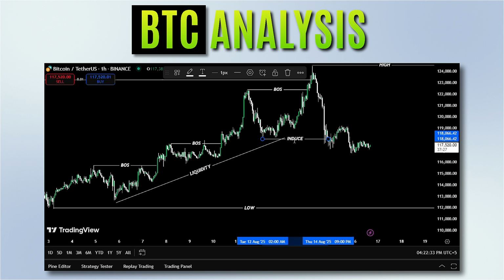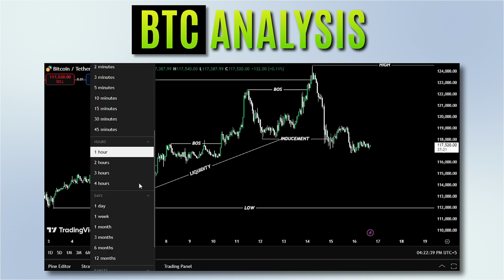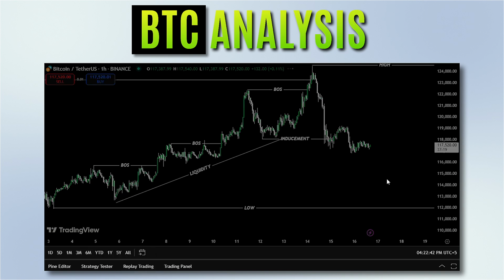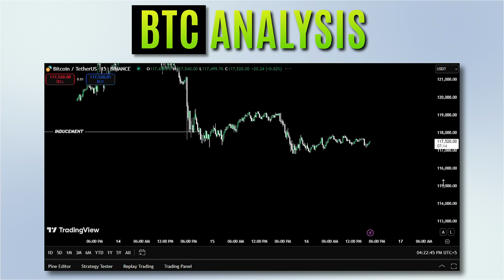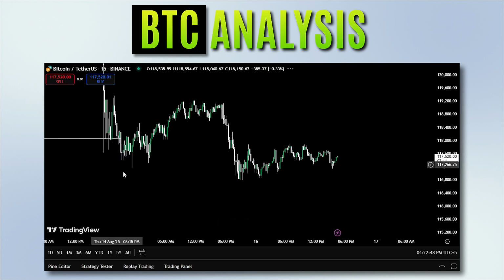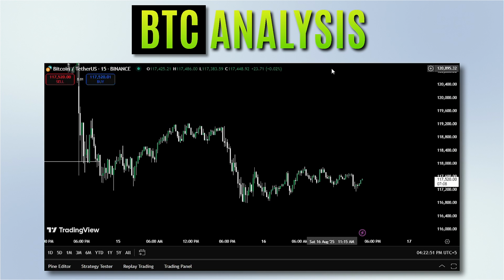We can see this in action. The price dipped below the inducement level and then rallied to create a new high. This is a classic smart money maneuver to collect liquidity. Finally, let's zoom in on the 15-minute chart to pinpoint a precise entry. This is where we put everything together.